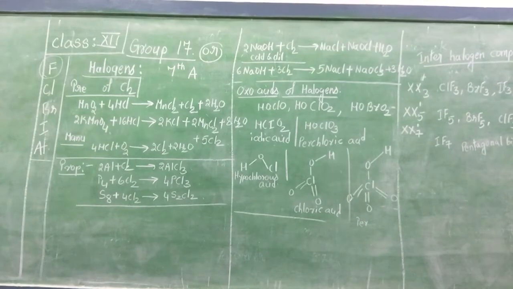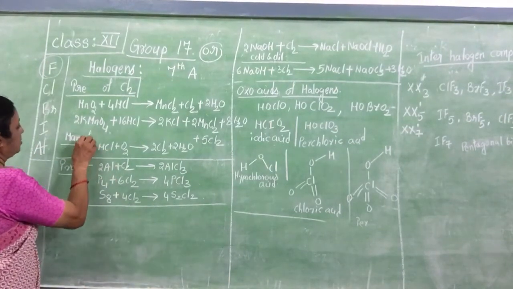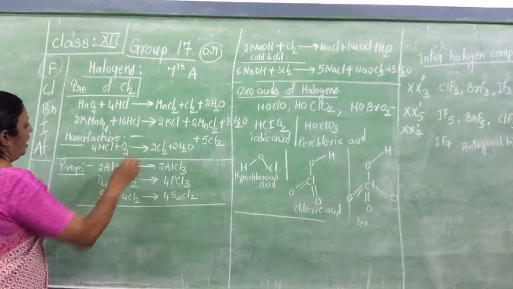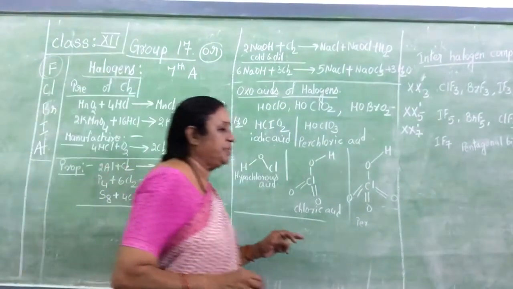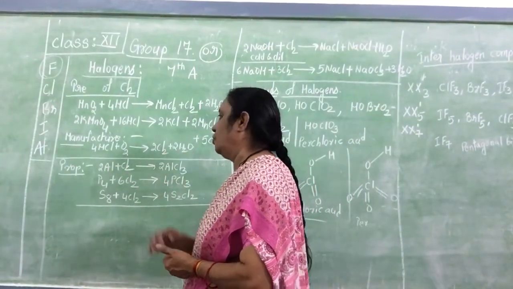Now, chlorine can be manufactured by Deacon's process, by the oxidation of hydrogen chloride gas by atmospheric oxygen in presence of copper chloride as the catalyst. Here HCl is the raw material. HCl, when it is treated with oxygen, will give chlorine along with H2O.